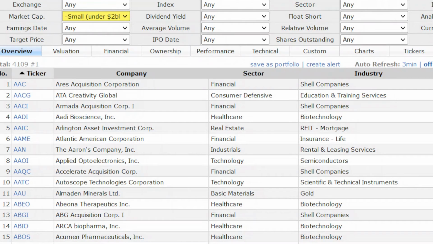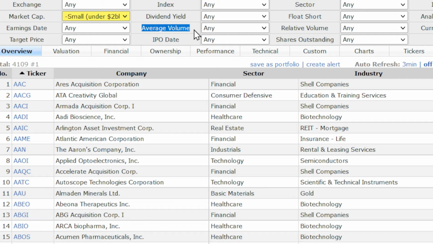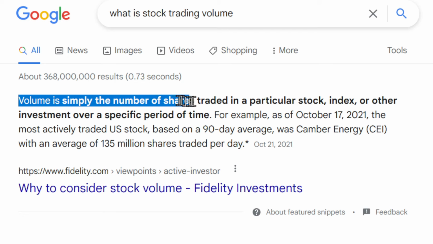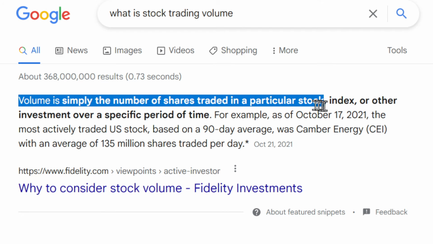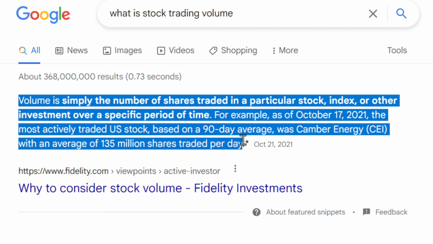For our next filter, we need to talk about volume and why we don't really care at the moment about average volume, but we care about relative volume. But first, we have to talk about what is volume. What is stock trading volume? Volume is simply the number of shares traded of a particular stock over a period of time, typically a trading day. So that means that at the start of the trading day, the volume is 0.